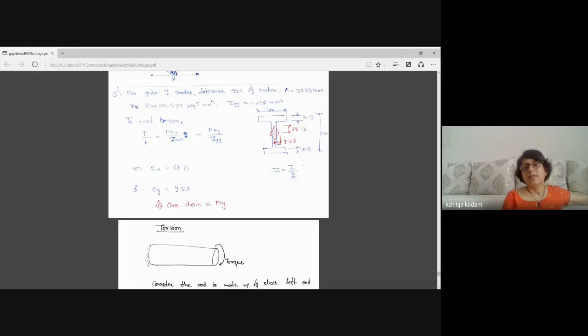So this rhombus is this rhombus, no, this is not a rhombus, it is a parallelogram. This parallelogram is the core of the section.